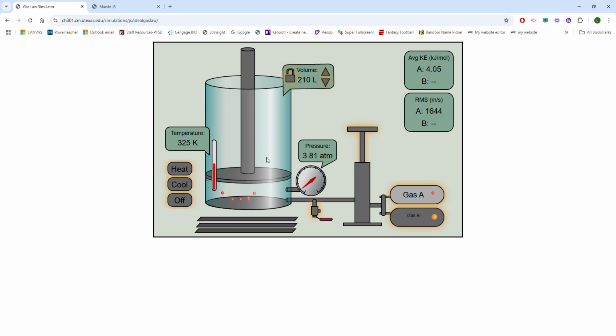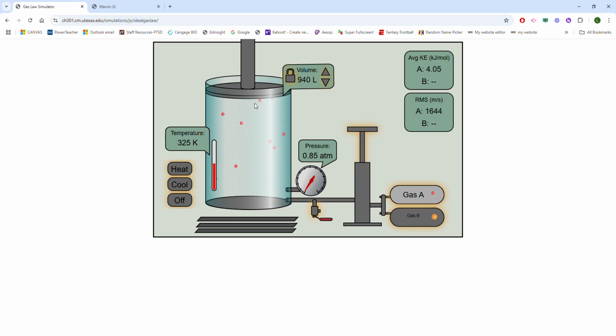So here I've decreased the volume, I've increased the pressure. When I increase the volume, pressure goes way down, because now there is more three-dimensional area or space for a gas particle to move freely.